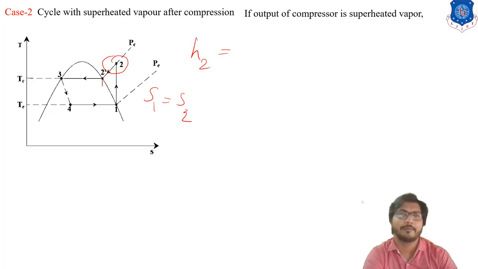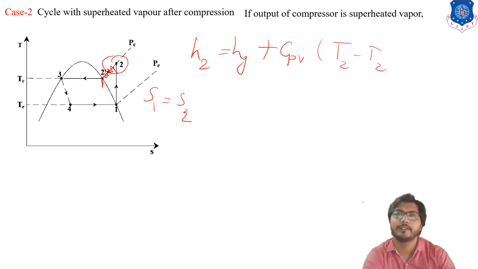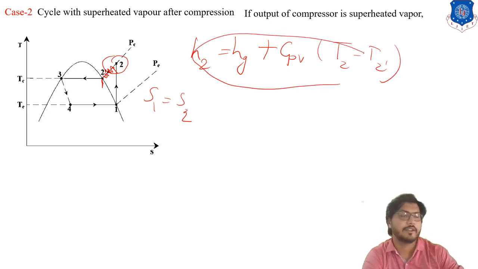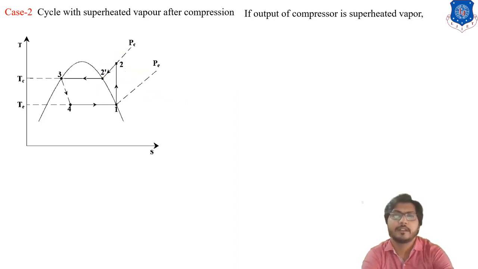So we know the enthalpy up to this point is Hg plus this much amount of enthalpy. This is the MC delta T. We can apply Cp of vapor times (T2 minus T2 dash). Okay, what is T2 dash? This is the temperature. So we use this formula and we calculate the enthalpy at point 2.